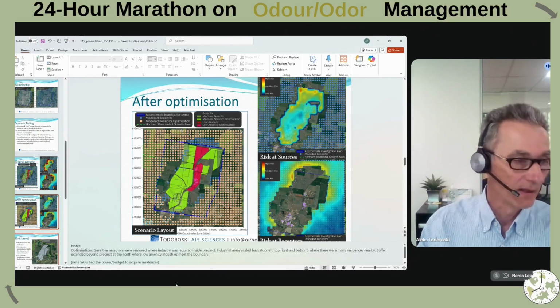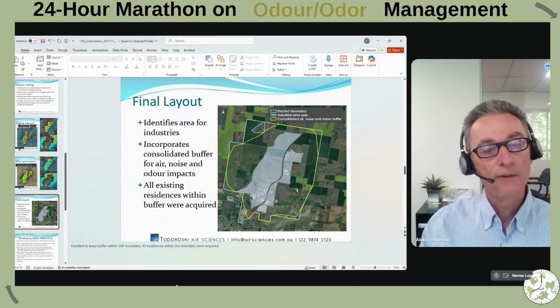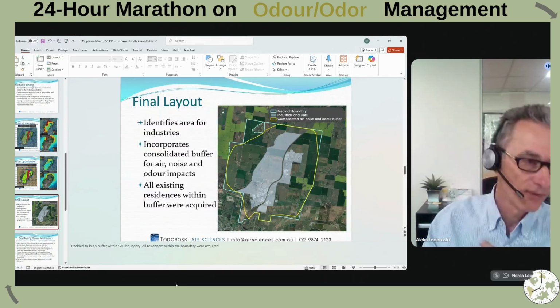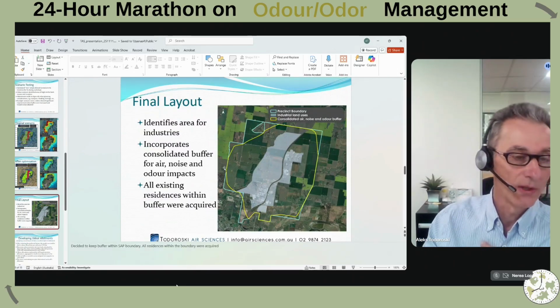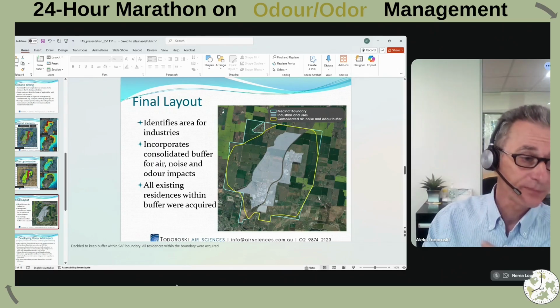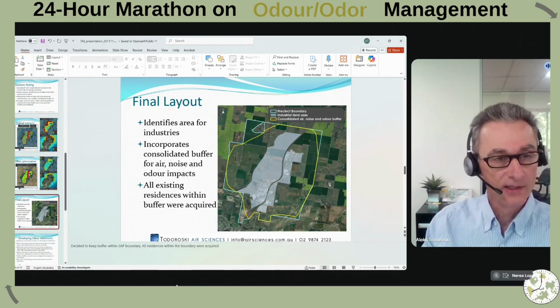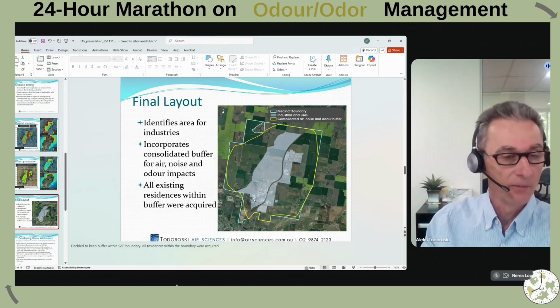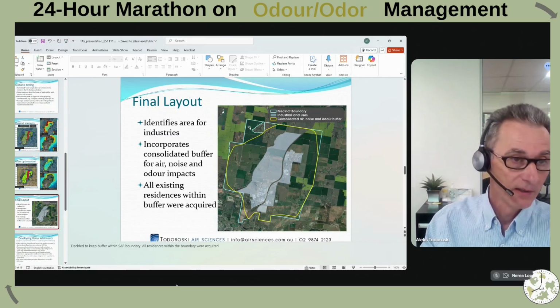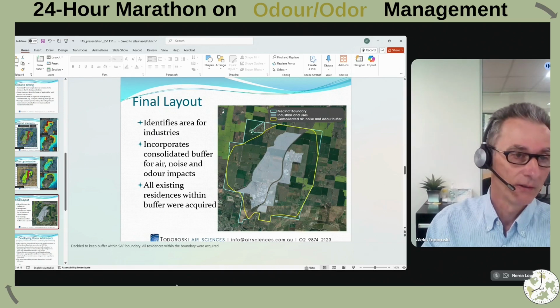Now, this is one of many scenarios that were tested. The final layout, we did this not just for odour, we also did it for air quality and noise, and we ended up with this yellow buffer line. Every residence inside that yellow buffer line was acquired. The blue one here is a village of around 50 houses on a hill that we couldn't afford.